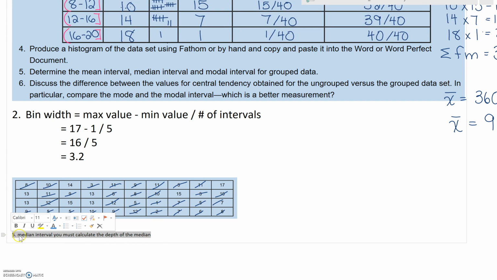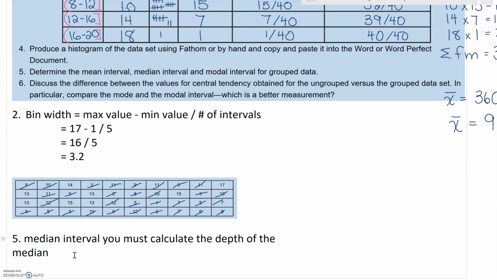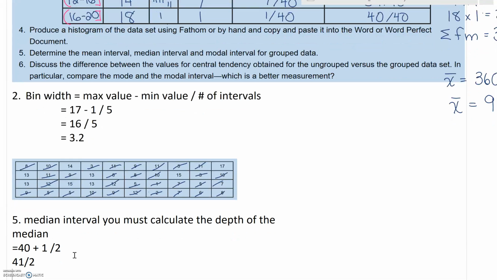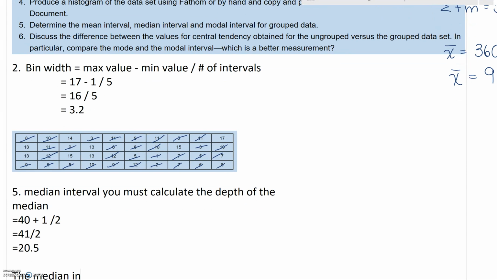The answer's 20.5, right? How did you do that? You added all the frequencies together? No. So it's the depth of the median? It was 40 plus 1 divided by 2. Divided by 2, yep. So 41 divided by 2 gave us what? 20.5. Yeah, you can't forget this. You'll have to study this a bit more, okay? And that happens between which interval? 8 and 12. Good. So the median interval is from 8 to 12.